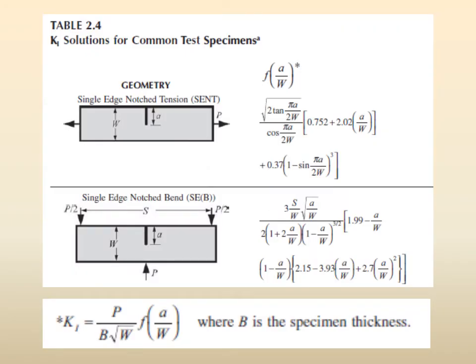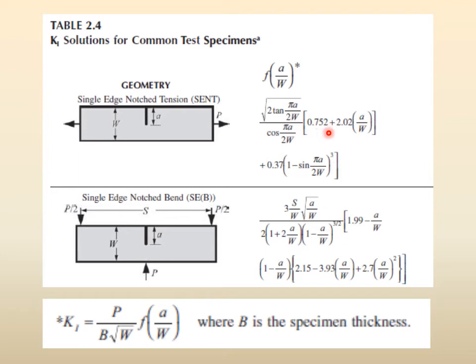So I have just again blown up those details so that you can see it in more detail. For single edge notched tension, SENT, right? This f(a/W) is the square root of 2 tan(pi a by 2W) upon cos(pi a by 2W), and then this whole thing is from here till here. This is a mistake, this is a mistake. This is the left side, this is the right side.